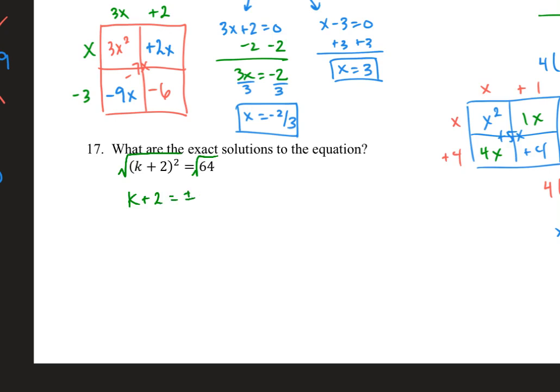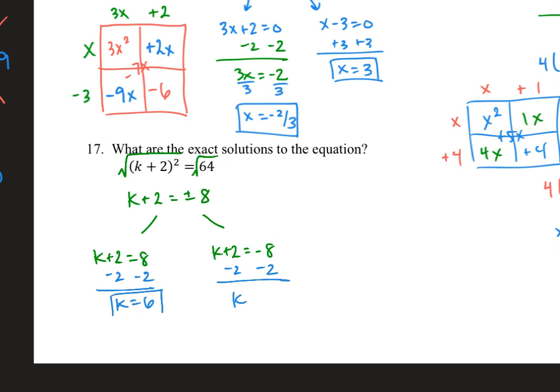And 64 is a perfect square. The square root of 64 is 8, so it's plus or minus 8. And now we split into 2, so k plus 2 equals 8, and k plus 2 equals negative 8. Now we solve. So in both cases, we're going to subtract 2. So my solutions are k equals 6, and the other solution is k equals negative 10.